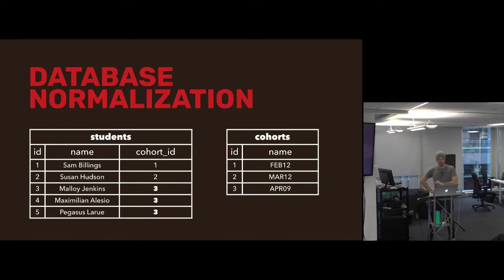So here I've done this. My 3 students, they just point to cohort 3. That happens to be named April 09. And if we renamed that, then those 3 students have a different cohort name, no problem. We only had to change one entry in the database. And this is how we reduce the duplication, by splitting this up into different tables. OK.